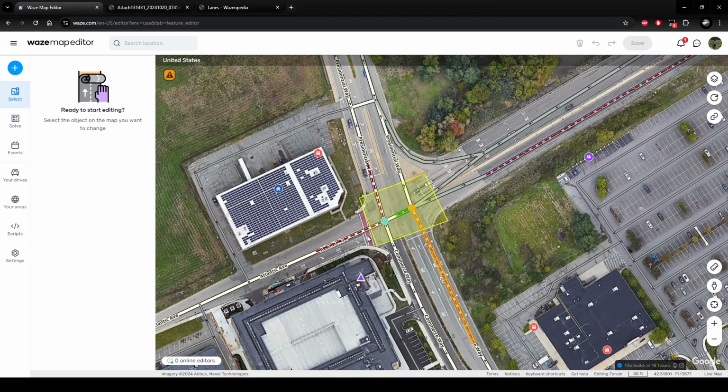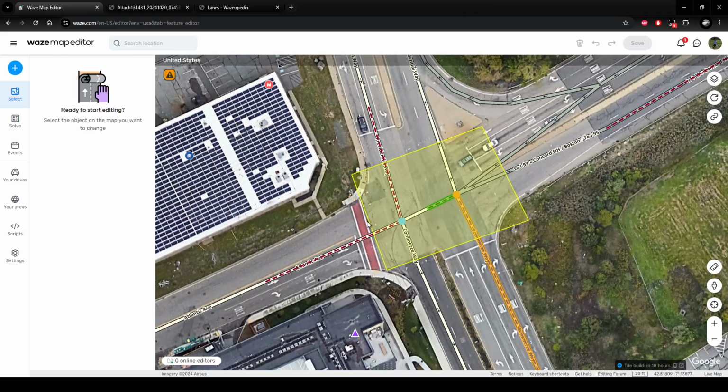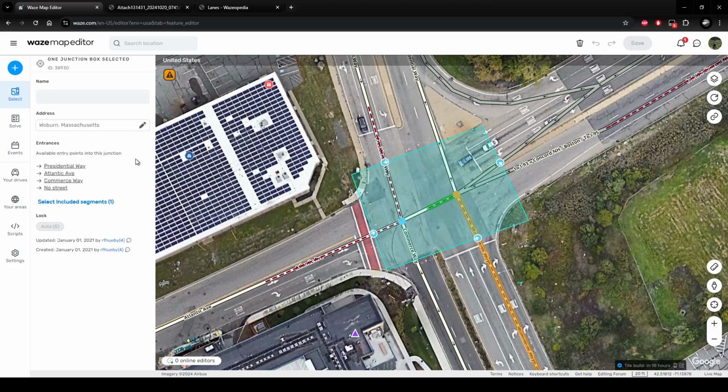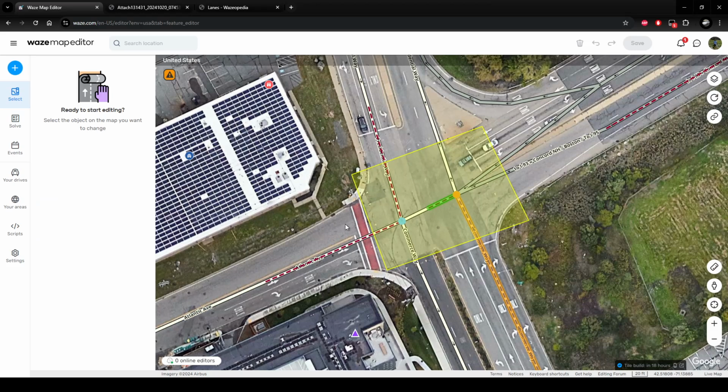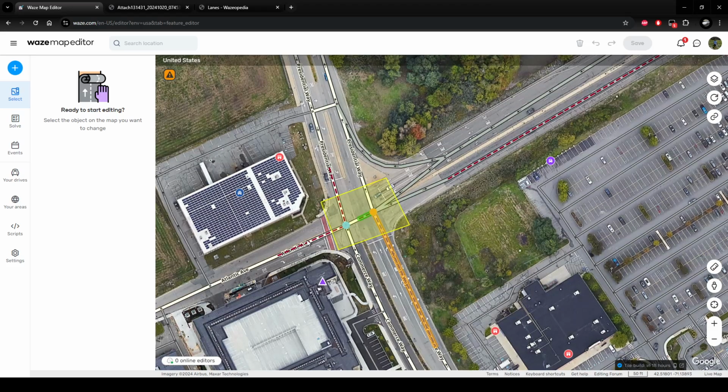So first looking at this, the current lanes were set up in 2020. The junction box was set up in 2021. So this was before we had paths and far lanes. But at the time we had heuristics. And in this case, the heuristic isn't playing nicely.